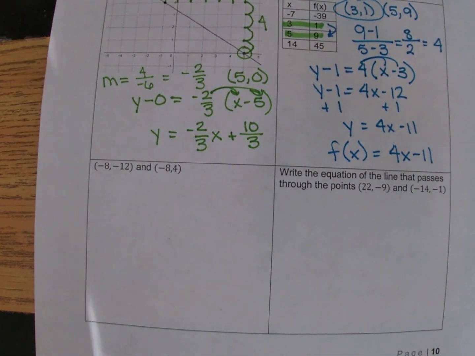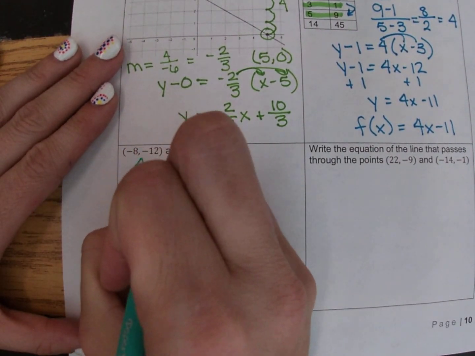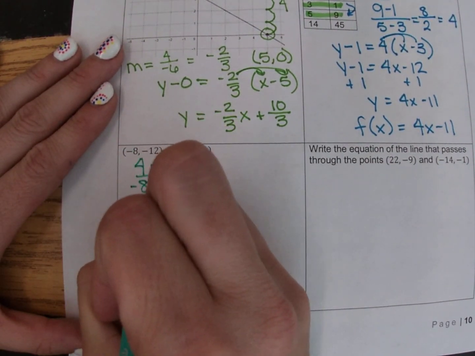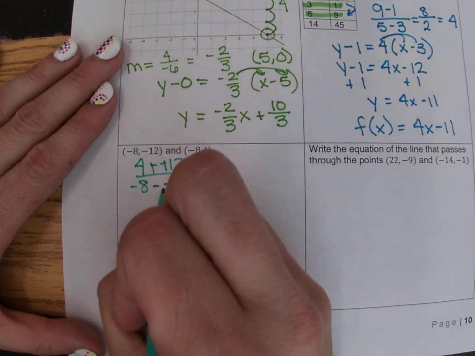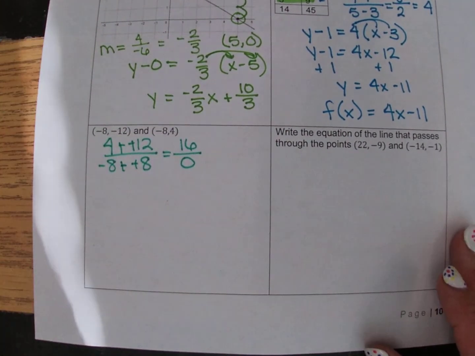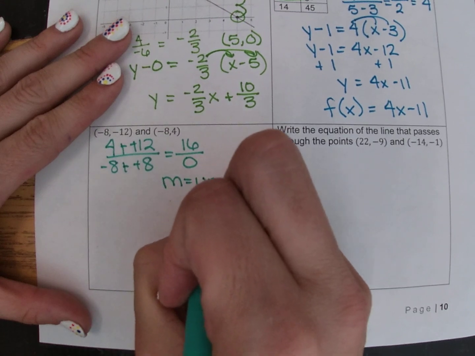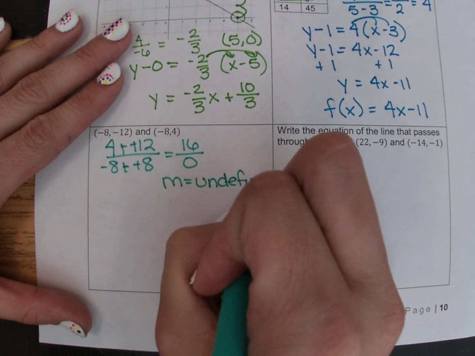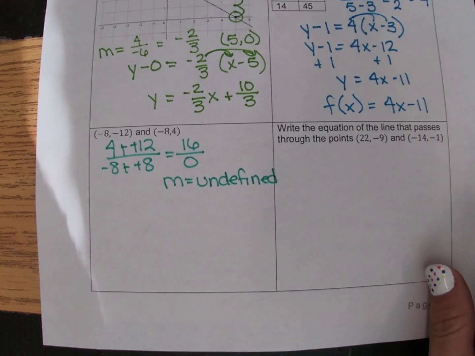We look at our next one. Again, we have 2 points, so we're going to find the slope. 4 minus negative 12 over negative 8 minus negative 8. We will get 16 over 0. When we have 0 on the denominator, that tells us that our slope is undefined. Okay, and at this point, we should recognize that undefined slope is a vertical line.